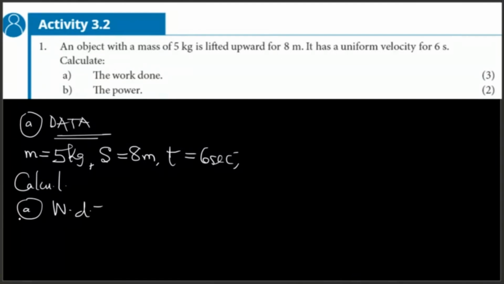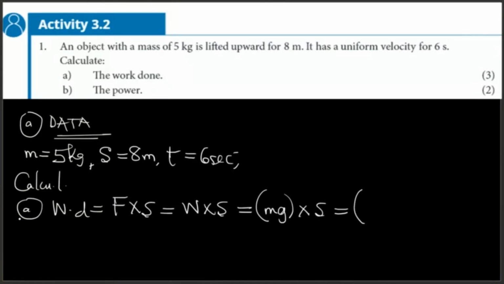Work done, we know that work done is force times distance. So the force in consideration here is the weight. Weight multiplied by distance s. Weight is what? Mass times gravity multiplied by distance. The mass is what? 5. This 5 times 9.81. The distance there is what? It's 8 meters. So here you get your work done.